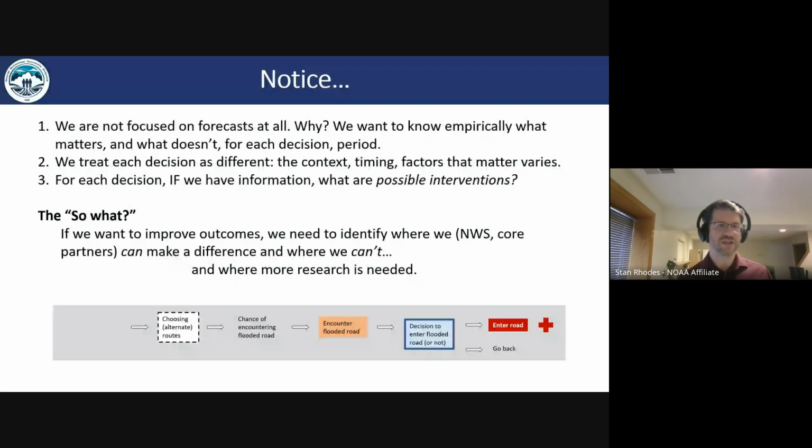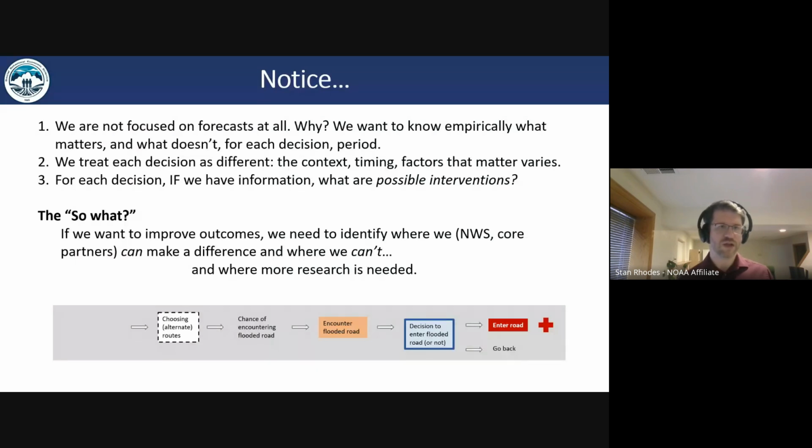And then for each decision, if we have information, then we look at what are possible interventions, right? That's something that comes as you have more data and are able to do more rigorous analysis. But even at the beginning, you can start to think, okay, what are some possible interventions here? What might those look like and what other data can we collect?